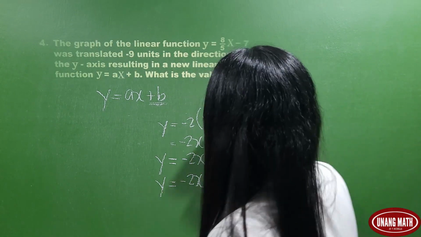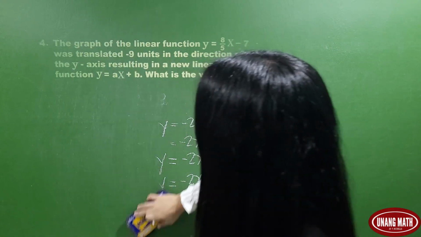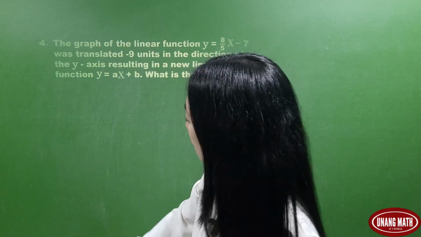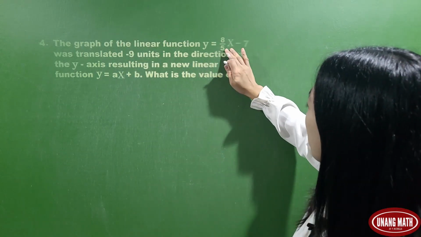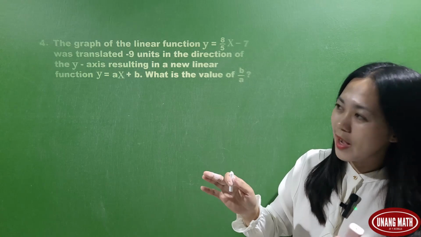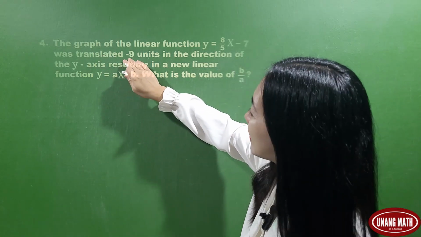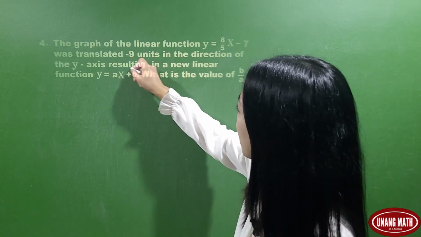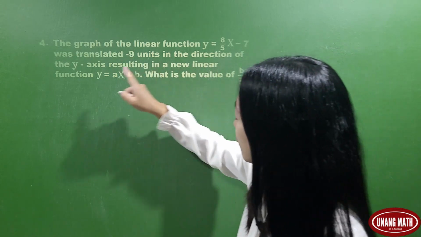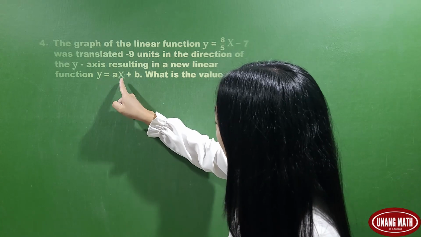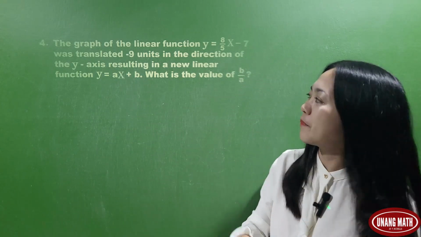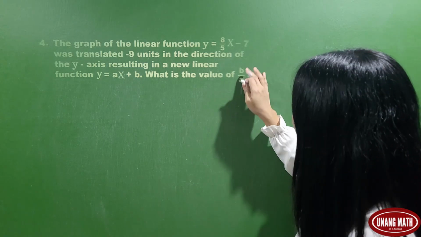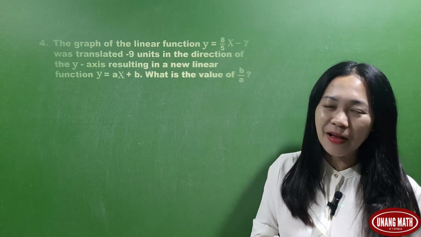Okay, for the fourth problem, we have the graph of the linear function y = 8/5 x - 7 translated -9 units in the direction of the y-axis. The result is a new linear function y = ax + b. We're looking for the value of b over a, or b divided by a.